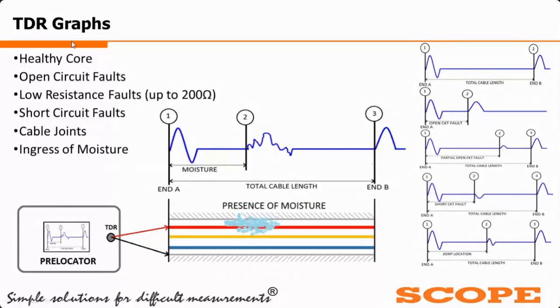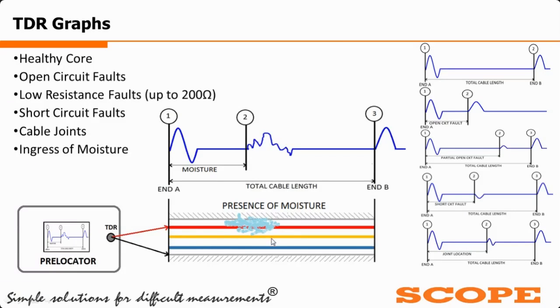By using TDR graphs, we can easily locate open circuit faults and short circuit faults, but the low voltage source of this prelocator instrument is not enough for locating insulation failure type of faults. Due to the weakening of insulation, there is no exact physical contact between the conductors, but the insulation has weakened. In this condition, we cannot locate this type of fault with the low voltage source of the prelocator instrument, because the signal will easily pass through the conductors.